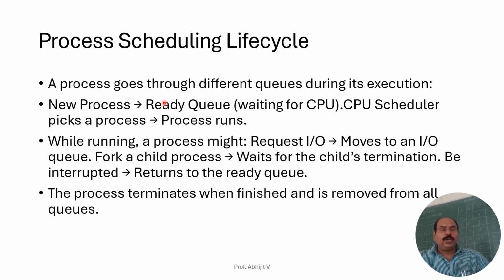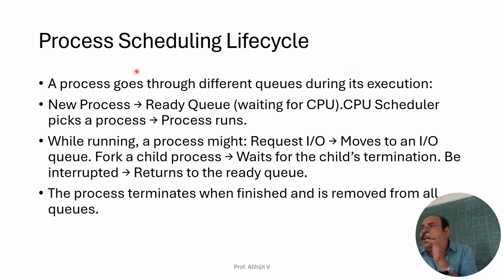So what is the process scheduling life cycle? Life cycle means from birth to death. Anything we call a life cycle because it starts from birth and ends with death. So in a process, we start from how the process has been started till the process has come to an end or terminated. So this is called the life cycle.